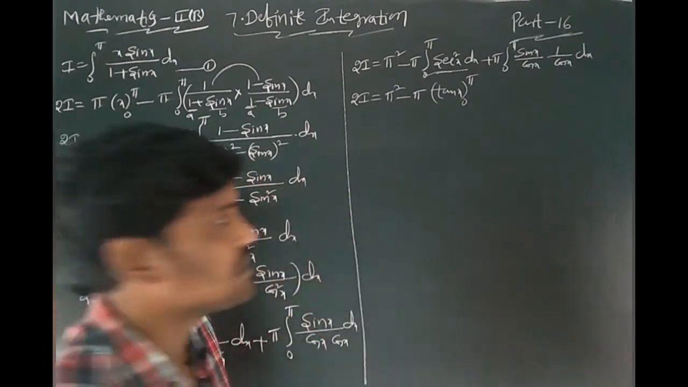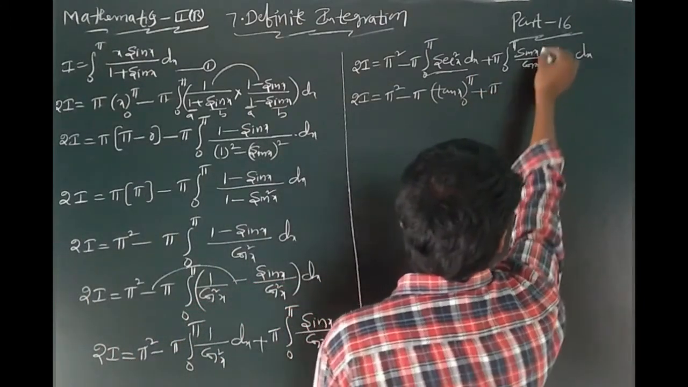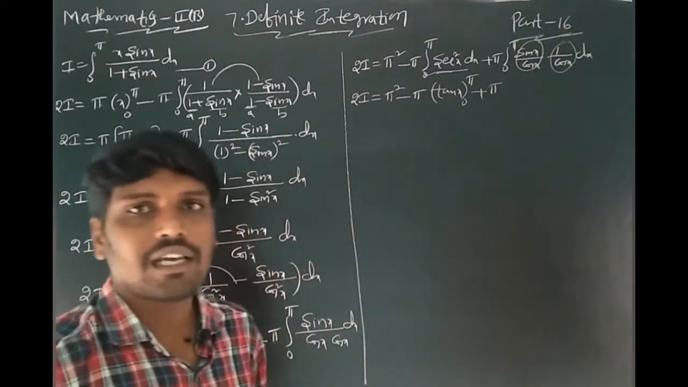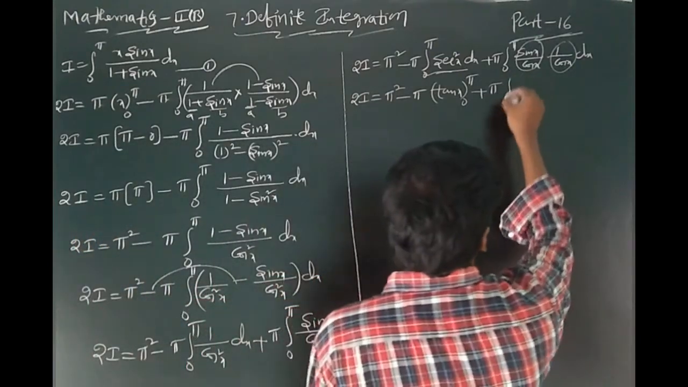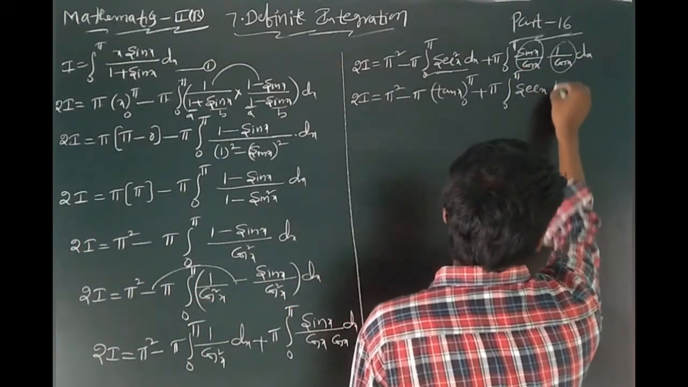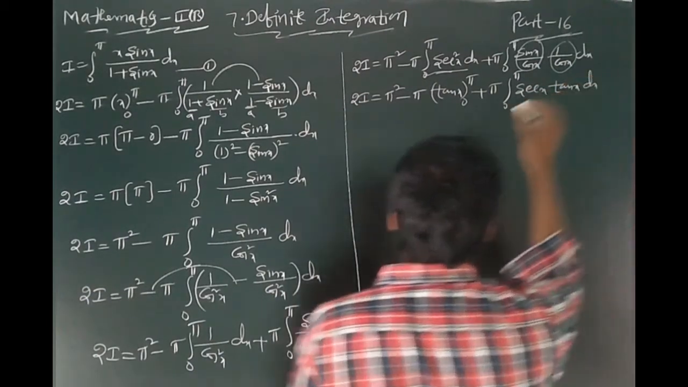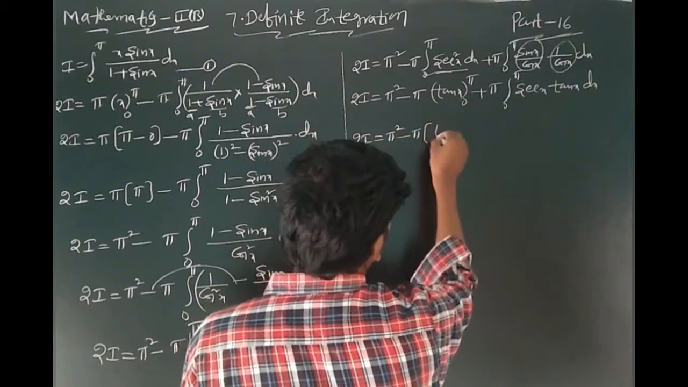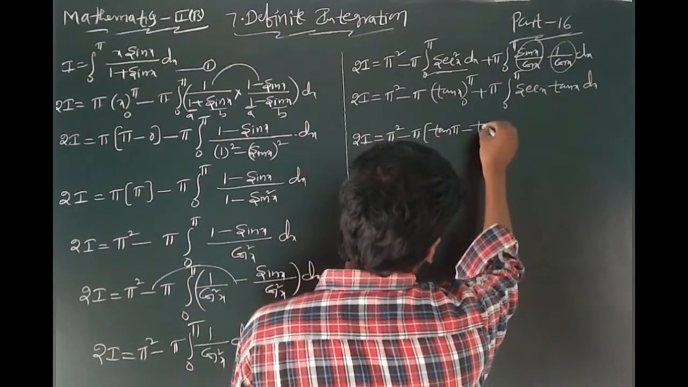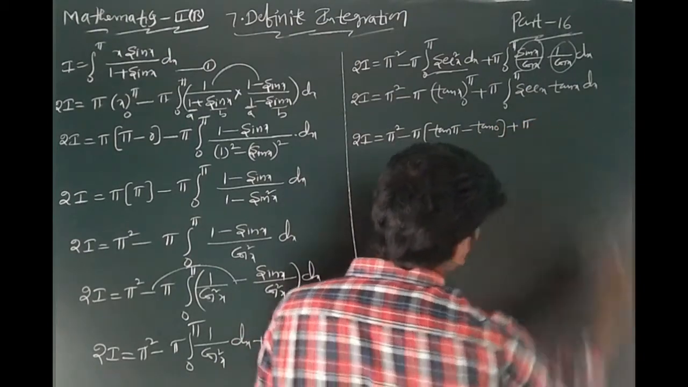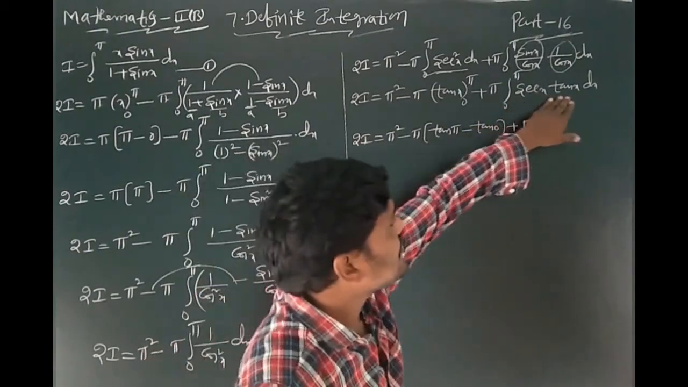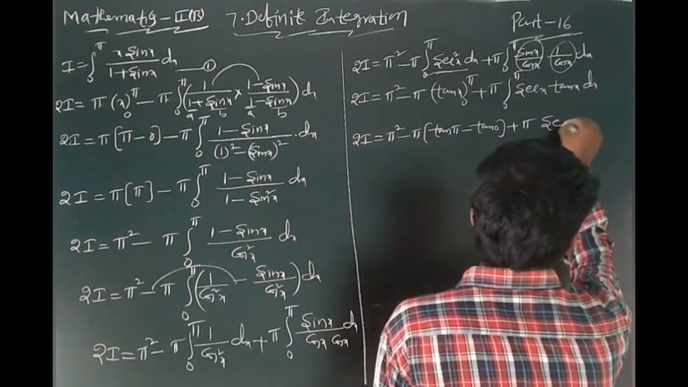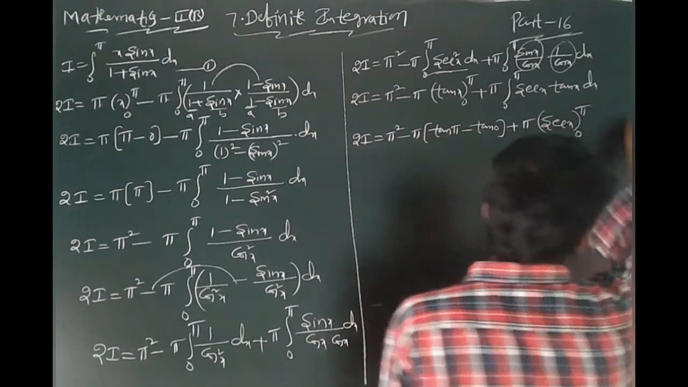Secant square integration is tan x, plus pi into sin by cos, that is tan, 1 by cos, secant: tan x into secant x, nothing but secant x into tan x. Integral 0 to pi of secant x into tan x dx. Here 2I is equal to pi square minus pi into, you can write the limits here: tan pi is upper limit, tan 0 is lower limit, plus pi into the integration of secant x into tan x. What is the integration of secant x into tan x? Secant x, with limits 0 to pi.